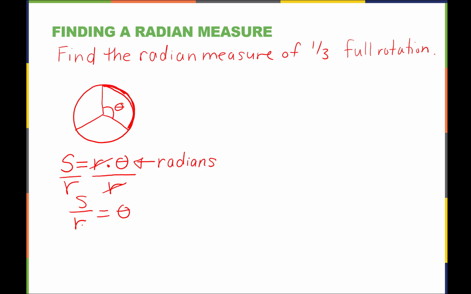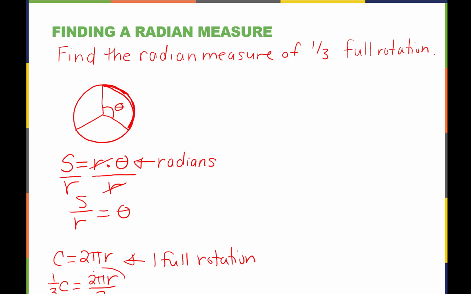Now I know the circumference of a circle is 2 pi r. That would be 1 full rotation. So if I want to divide 1 full rotation into 3 chunks, I'm going to take 1/3 the circumference, and that's going to be 2 pi r over 3. So this is going to be my arc length. This is going to be my S. It's 1/3 the rotation, the length from here to here. This is my S is equal to 2 pi r over 3.